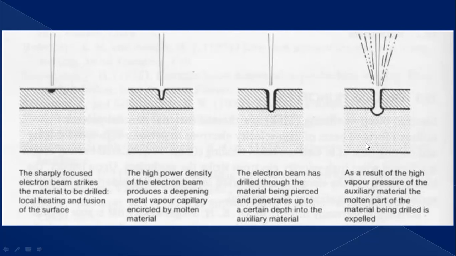Due to the capillary action, metal vapor comes out of it. When the auxiliary material is exposed to the electron beam, immediately high pressures are generated and the molten material of the base part is expelled. This is how the material is machined by electron beam machining. So these are the things which we see in electron beam machining.